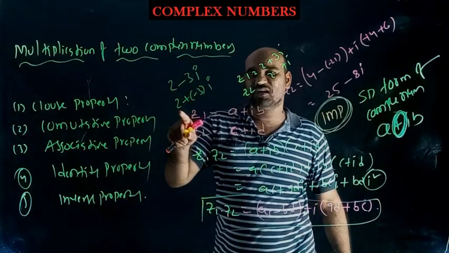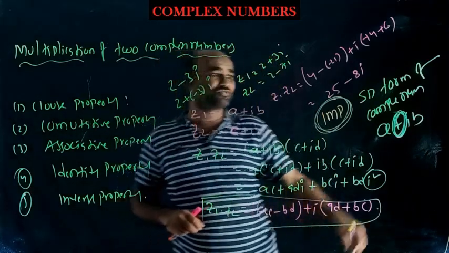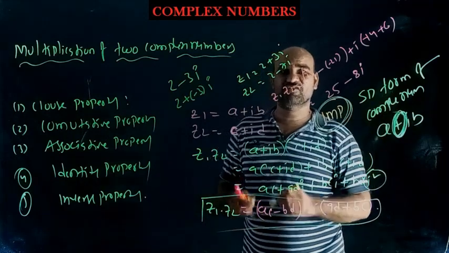2 is called the real part of the complex number. Minus 3 is called the imaginary part of that complex number. That's why a plus iota b is the standard form of a complex number.